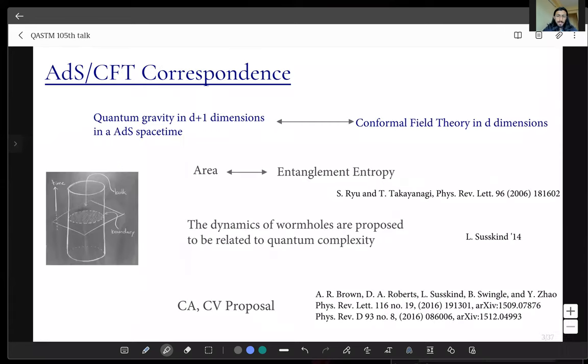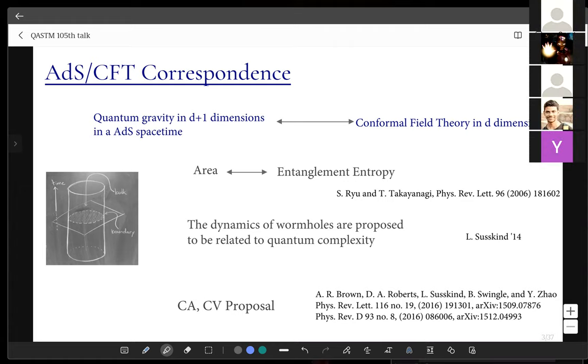So the action is in the gravity side. It is a quantity defined on the gravitational side. You are talking about the bulk action. Yes, sir. Bulk action and bulk volume. And the volume is a bulk volume. Yes, sir.